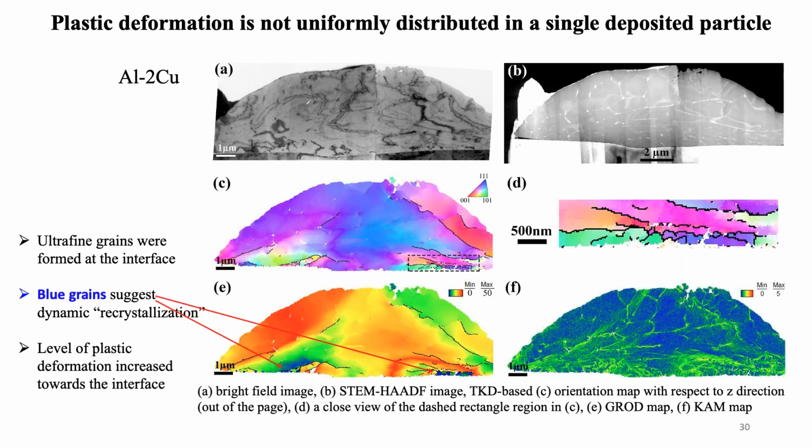This is a TEM bright field image in the upper left, and a STEM HAADF image in the upper right. Then we have an inverse pole figure map, and an inset here in D of this black dashed box. Then we have a KAM map right here, and a GROD map here in E. So that's good that we talked about what those things are.